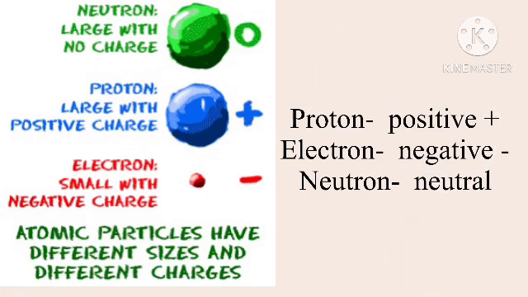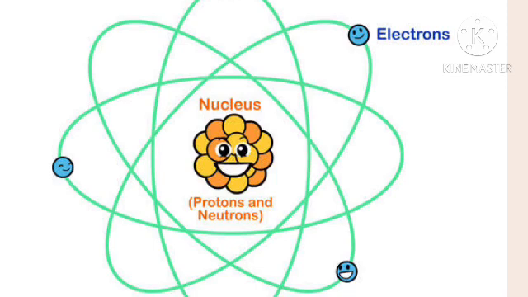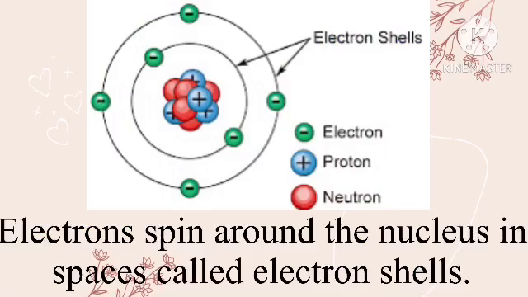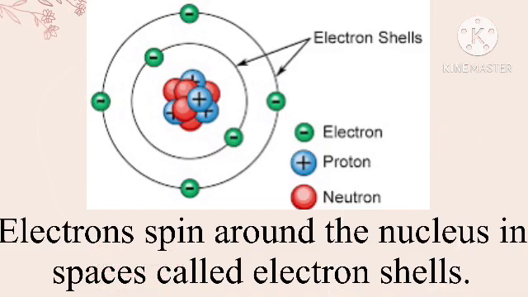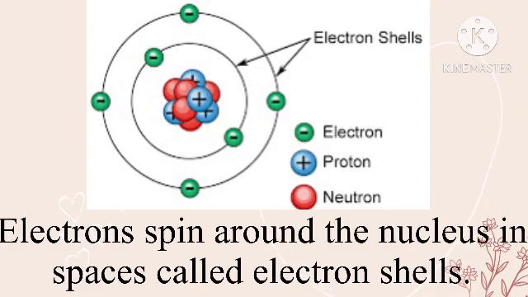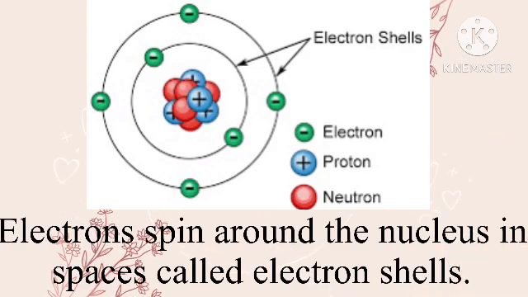As I earlier said, protons and neutrons form the center of an atom called the nucleus, and electrons spin around the nucleus in spaces. The spaces where the electrons spin around outside of the nucleus are called electron shells.